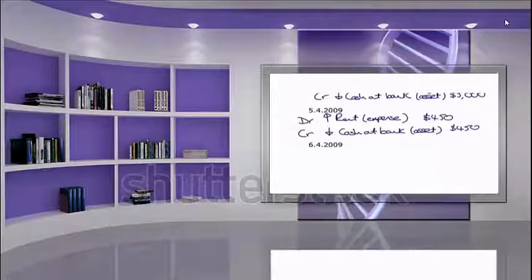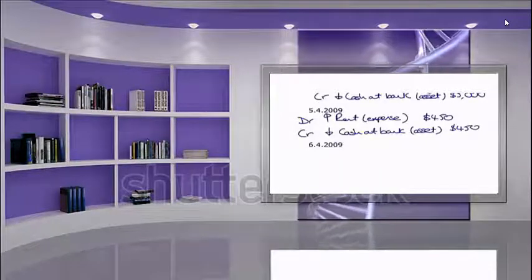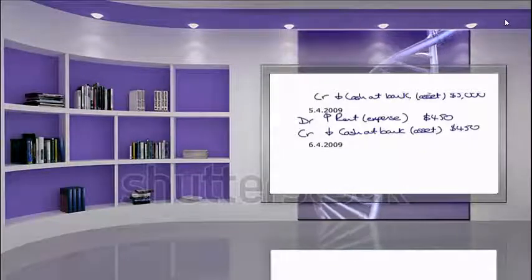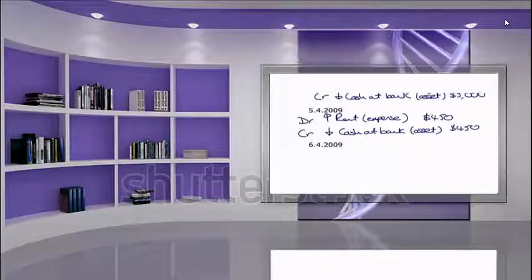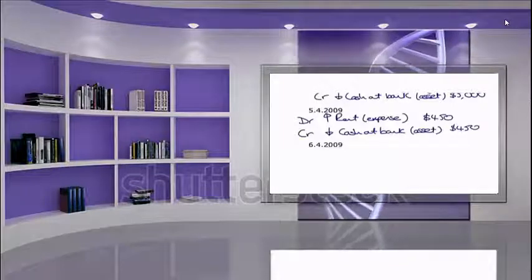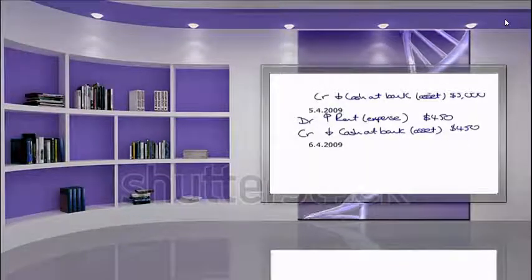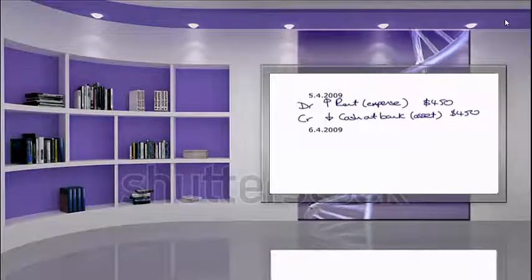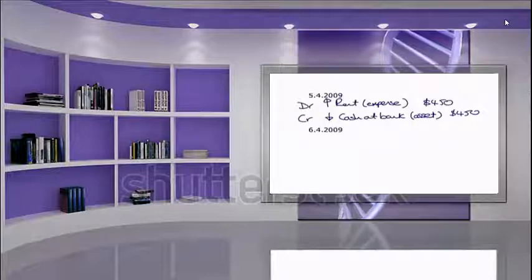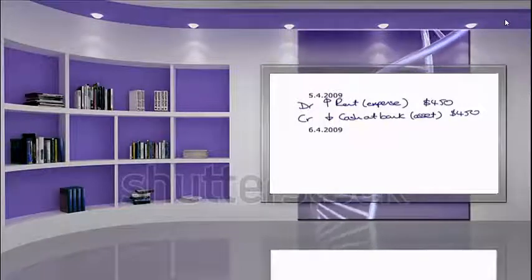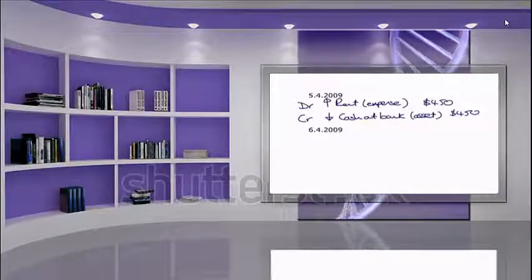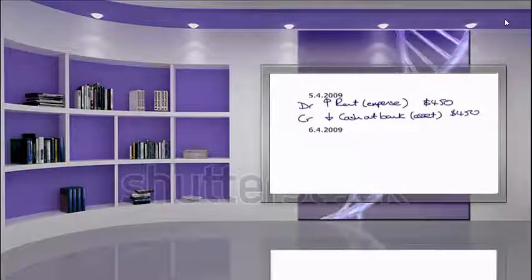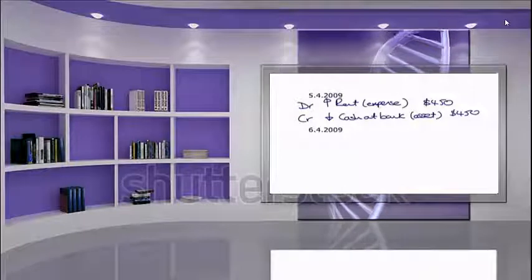Next transaction then, on the 6th of April 2009, he sells his remaining inventory for $6,000 on credit. So again, George has made a sale, but not for cash this time. This time it is on credit. So we're selling goods to the customer, and we're saying to the customer, you can pay us later. Now essentially that customer owes us money. That's a good thing.